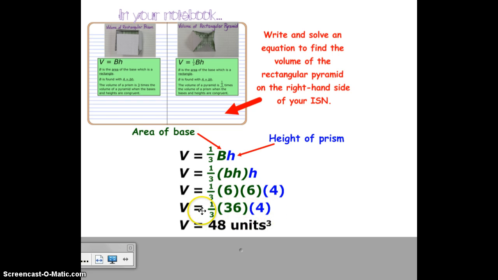When we have a problem that involves using a fraction and multiplication, you could take 1/3 of the first 6 and get 2, and then take 2 times 6, which is 12, and then 12 times 4 is still 48. The multiplicative property allows us to multiply numbers in any order and still get the same answer.